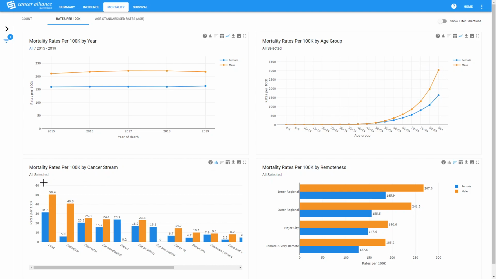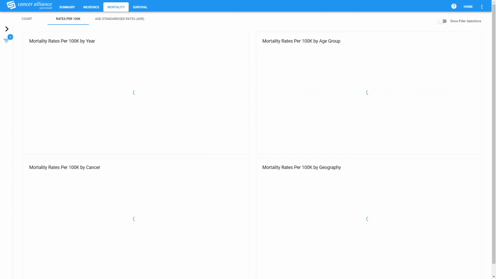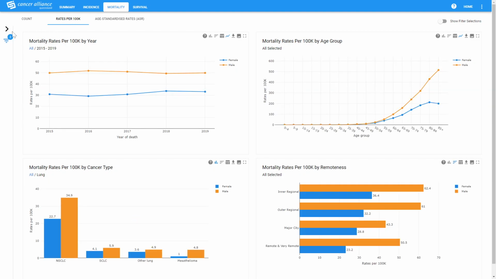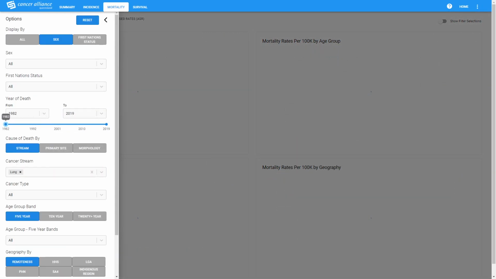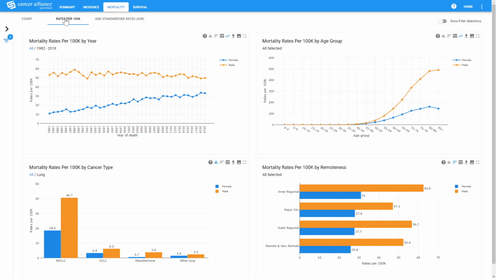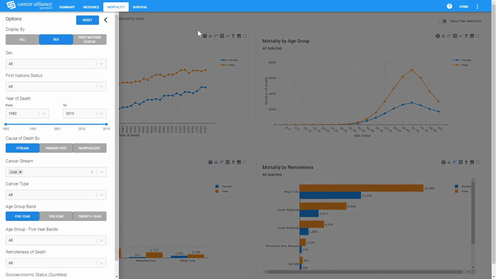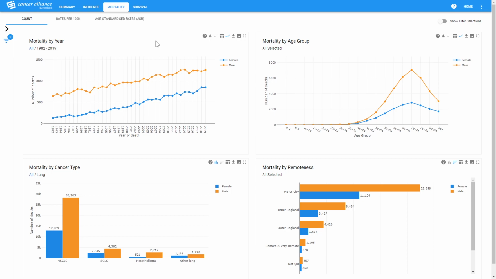I'm going to quickly dig into lung cancer as an example. And then I'm going to go back and look at the historical data all the way back to 1982, from the start of the Queensland Cancer Registry. Start with the counts just to get an introductory look. And we can see here that the number of deaths due to lung cancer has gone up quite substantially over the last 40 or so years.